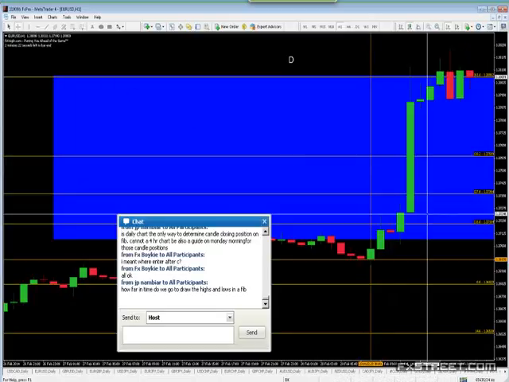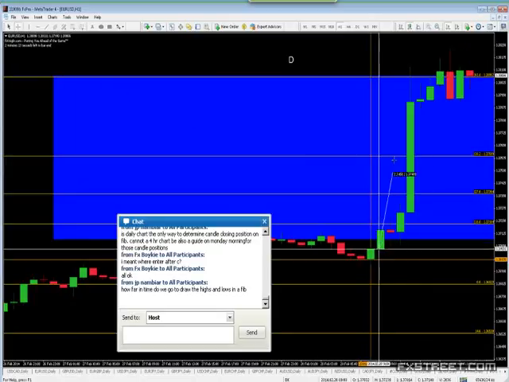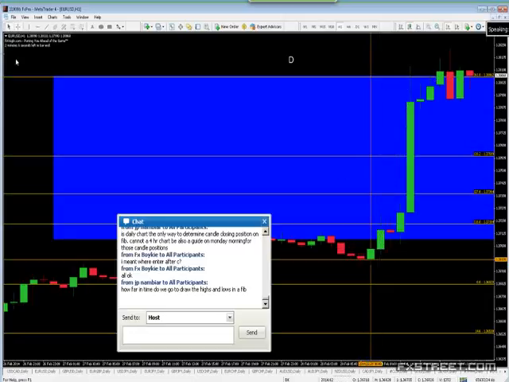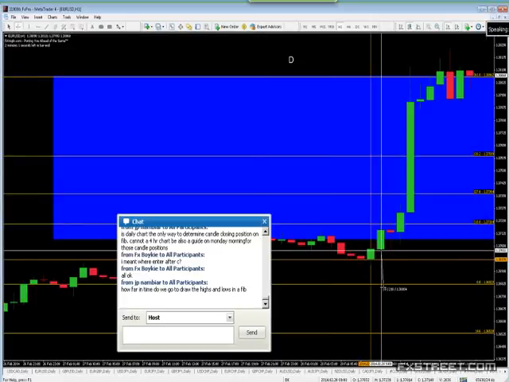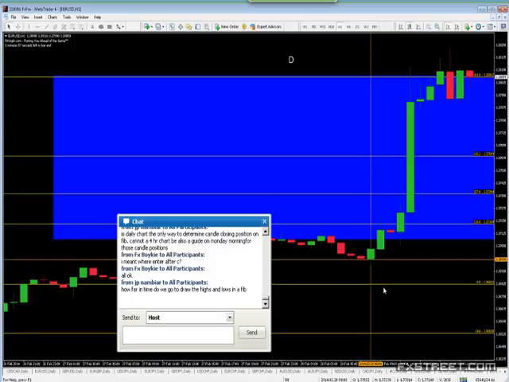So let me measure this real quick. From my entry to my target, that's 101 pips. Not bad for a day's work. Distance to my stop, even not using any other indicators, 21 pips. That's a 5-to-1 risk-reward ratio. That's even better than a 3-to-1.